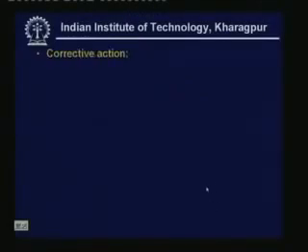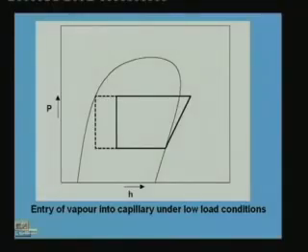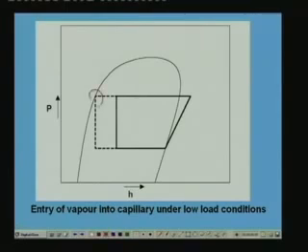Now, what is the corrective action under reduced load? Corrective action under reduced load is like this: the liquid seal at the condenser exit breaks and some vapor enters the capillary tube. Originally under design condition, this was the entry point to the capillary, because you have the capillary here, evaporator here, compressor here and condenser here, right.